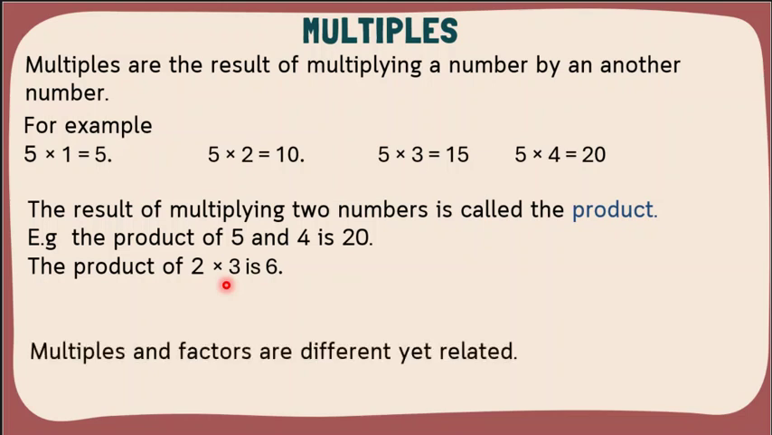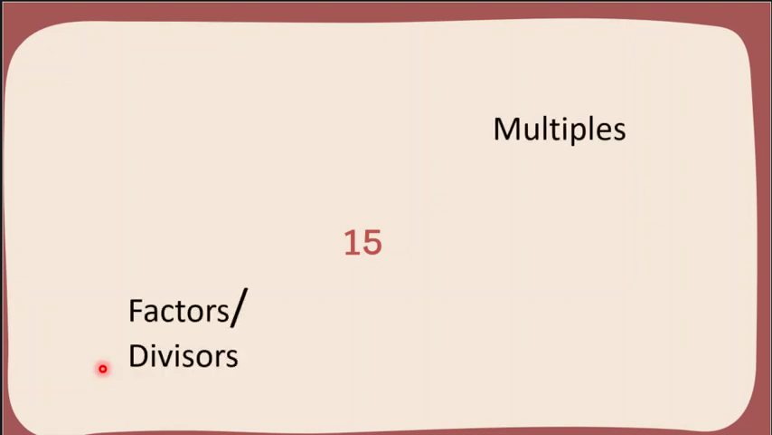Alright. Sometimes people confuse multiples with factors, but they are two different things which are somehow related. They are not the same thing. Multiples and factors are not the same thing, even though they have relations. And let's see that relation. Let's take 15 for instance. You have multiples and then you have factors or divisors as well. How do we distinguish between the multiples and the factors or the divisors? The factors are numbers that will divide 15 without a remainder.